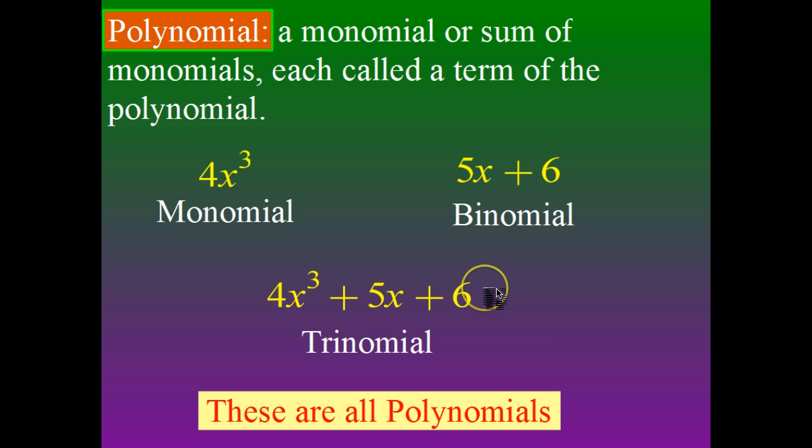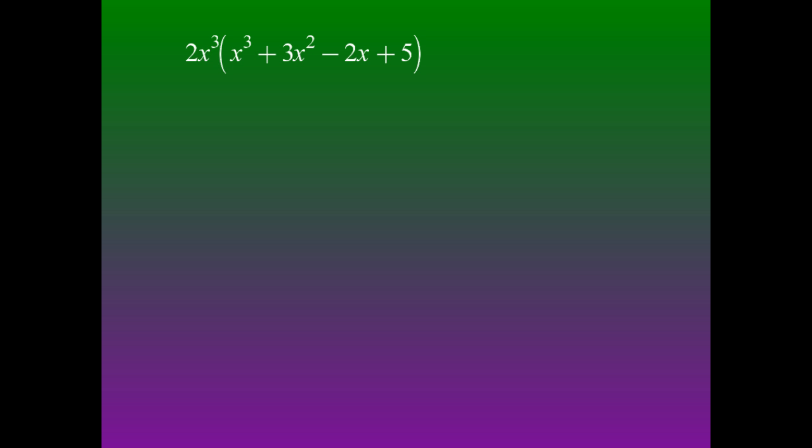And that last one, we have a trinomial, okay? All of these are called polynomials, right? Poly is many. So that last one, that trinomial, our degree is going to be 3. The lead coefficient is 4. And we have 3 terms in that trinomial. That's why it's a trinomial. Okay, moving on. Now, let's say we have to multiply them.